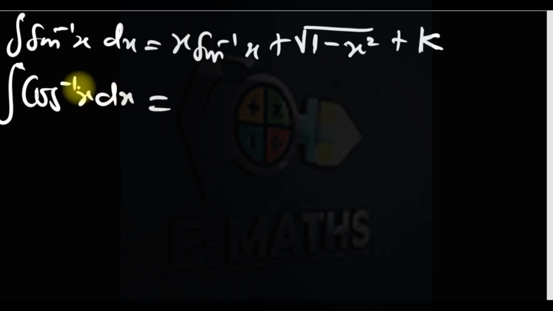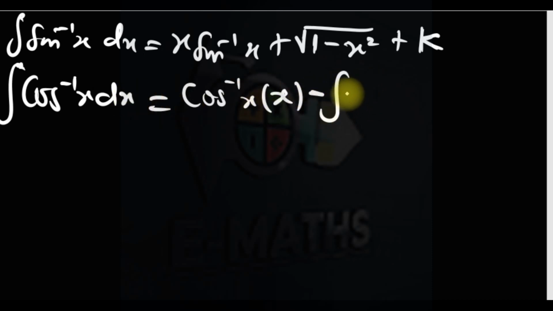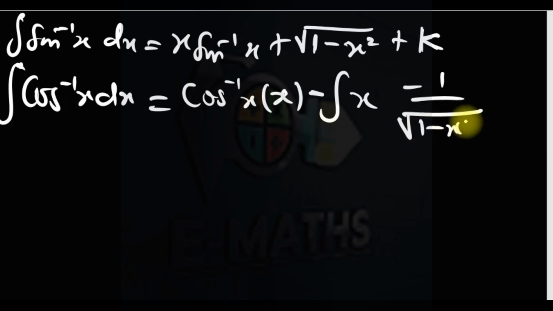So u, which is arc cosine of x, our dv is dx. So our v is now x. If you integrate, it is x minus the integral of v, which is x, du. If you differentiate arc cos of x, it is minus 1 over square root of 1 minus x squared dx. I've done a video on the derivative of inverse trig functions before, so go and check it before coming back to this.